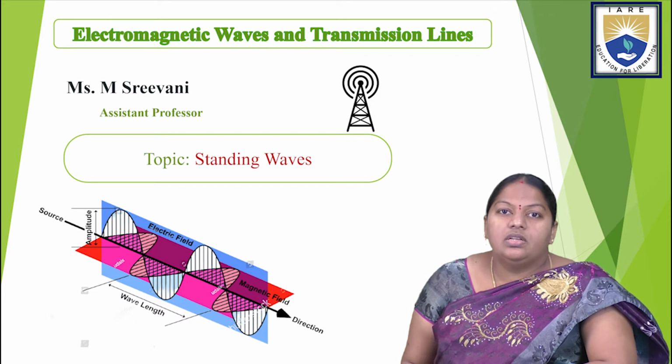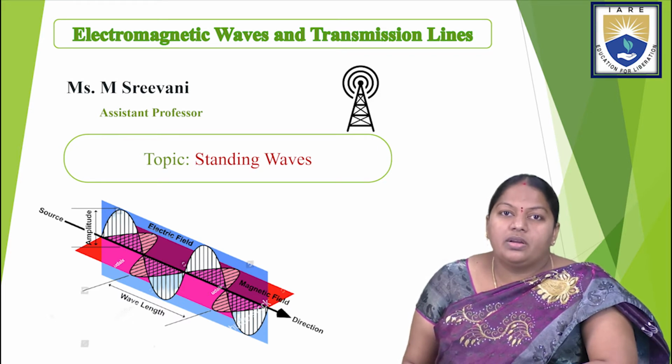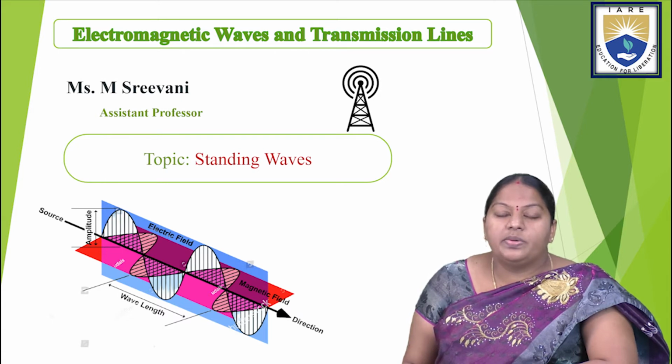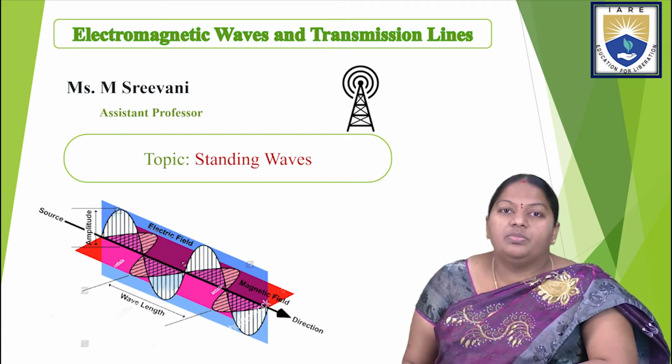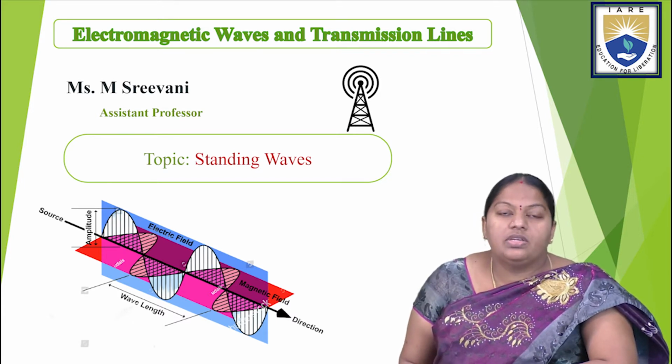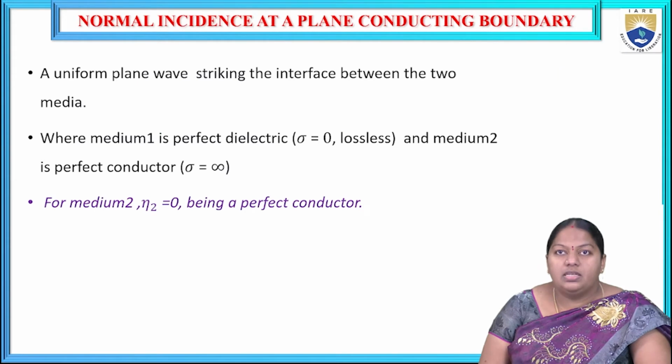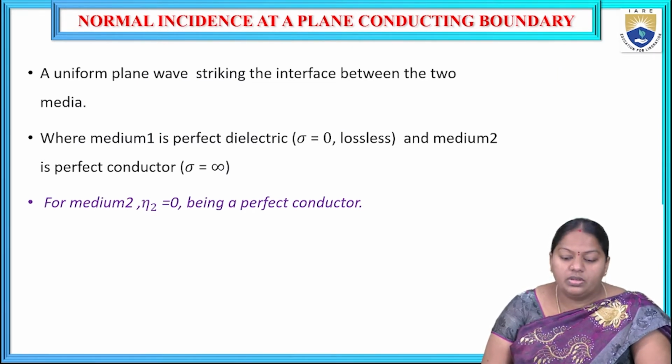To derive that, we will first discuss how, in the normal incidence at a plane conducting boundary case, the incident wave is completely reflected back to the same medium, meaning there is no presence of a transmitted wave, and how the incident and reflected waves travel in that particular medium. Depending upon that, we are going to derive the equation called voltage standing wave ratio. Normal incidence at a plane conducting boundary: this topic we are going to learn in this particular lecture.